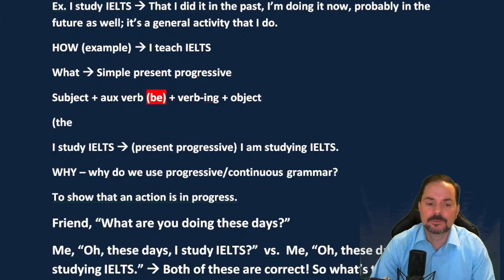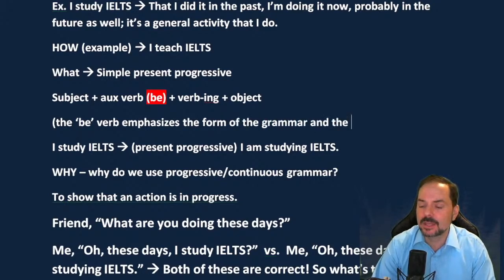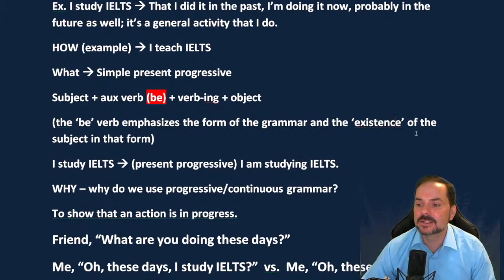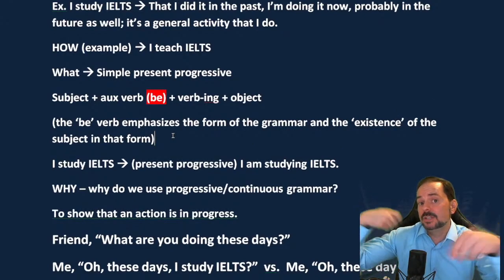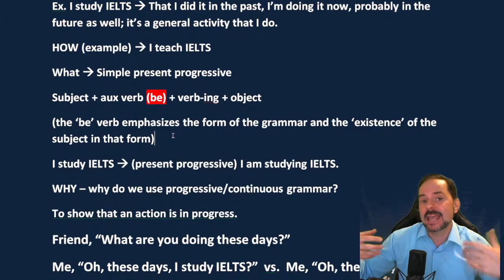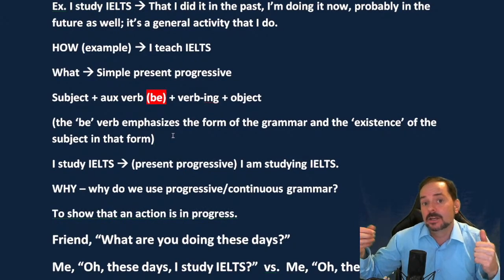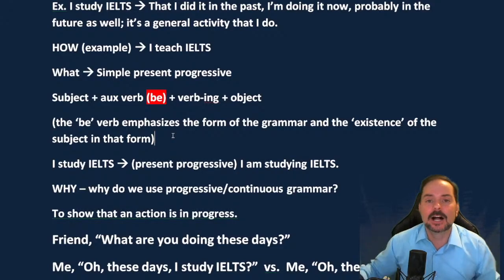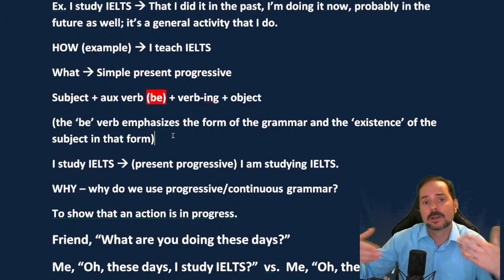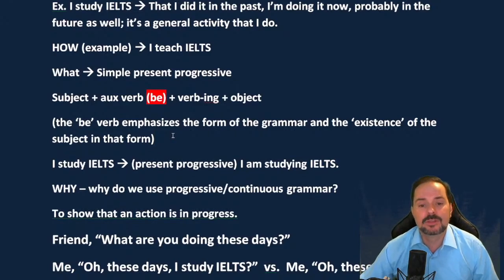So the be verb emphasizes the form of the grammar and the existence of the subject in that form. Okay, so in this case, we're talking about the video, the continuous action of the subject, which is me doing this action. And the am is emphasizing that this isn't something that I'm just sometimes doing here and there, like I study IELTS, but it's something that I'm really working on. I'm studying IELTS. I'm continuously doing it. It's like a movie, not like a picture on Instagram, right? So that's what you have to think about, okay?